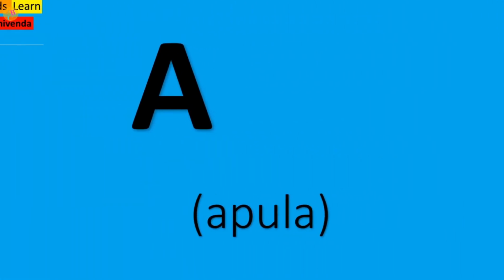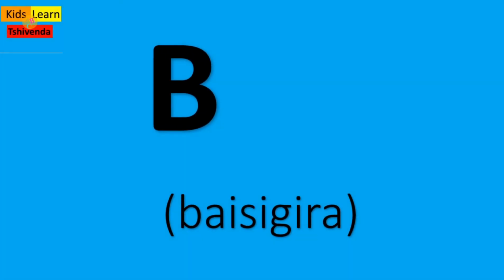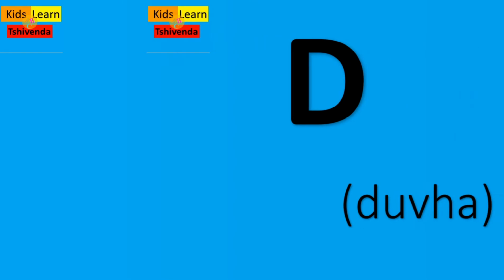The first letter is A. A for apula. Apula, which means apple. B. Baisigira, which means bicycle. Baisigira.